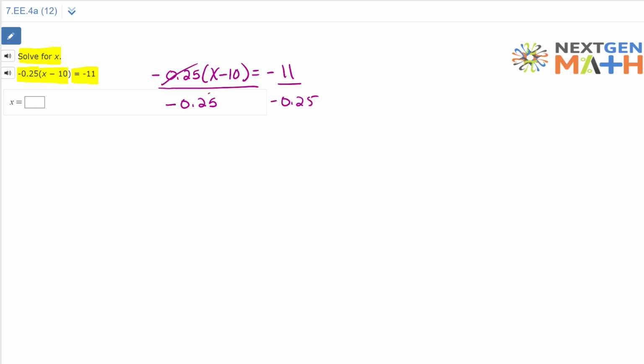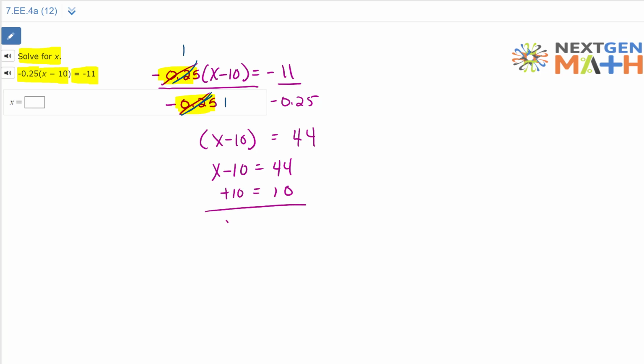In doing so, this side of the equation becomes x minus 10 because this cancels each other out. This essentially becomes 1 over 1. And then on the right side of the equation, we just have to compute that. A negative divided by a negative is a positive, and 11 divided by 25 hundredths is equal to 44. So we could have x minus 10 equals 44, and now just add 10 to each side. X equals 54.